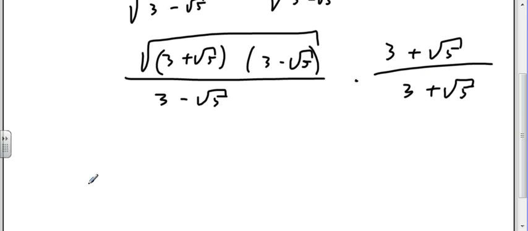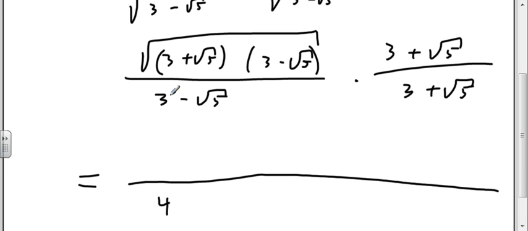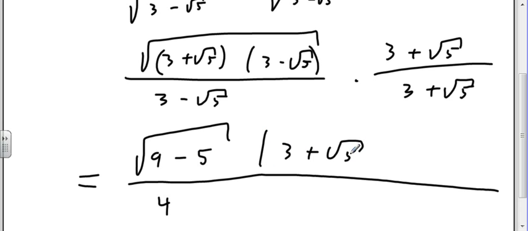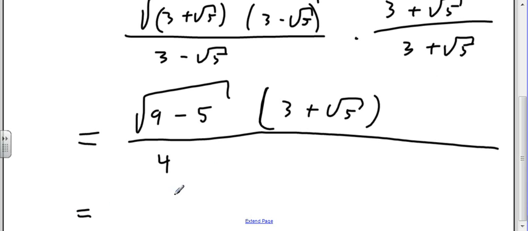All right, so isn't that lovely? On the bottom, I've got 9 minus 5, which is 4. On the top, I have the square root of 9 minus 5 times 3 plus the square root of 5. Well, that's 4. The square root of 4 is 2. 2 goes into 4 twice. So I'm going to have 3 plus the square root of 5 over 2.